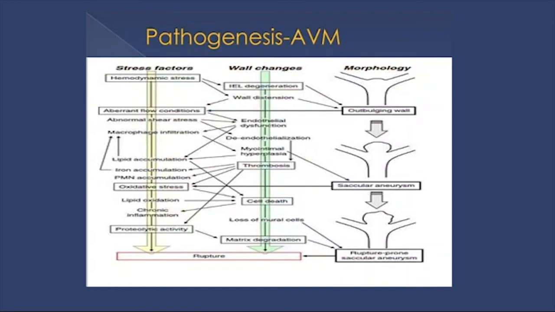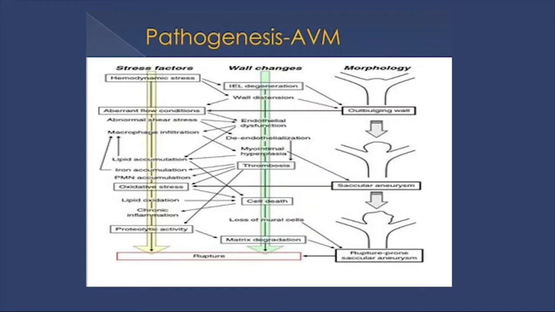Okay, I'll move to the pathogenesis and explain it very briefly. Basically, AVM is a factor of the stress factors that cause changes in the wall of the vessels, resulting in the pathology that you then get.